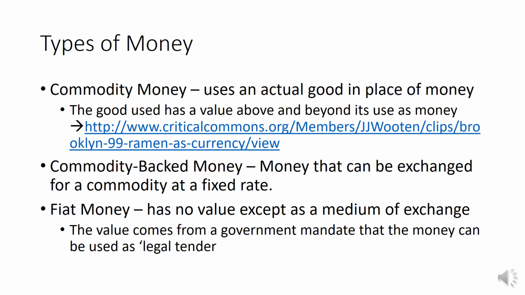Commodity-backed money is money that can be exchanged for a commodity at a fixed rate. So think about currencies that are on a gold or silver standard.